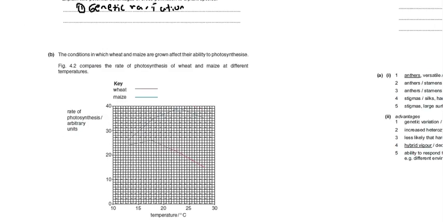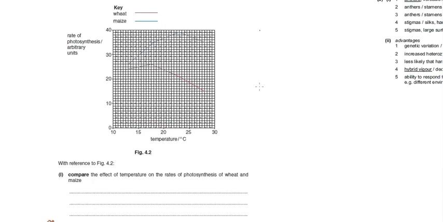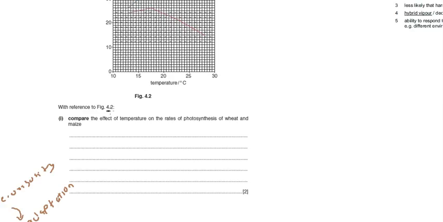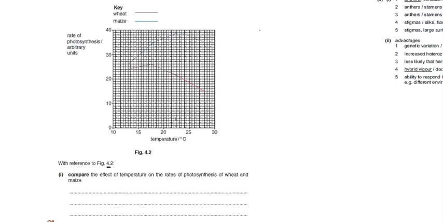We have our wheat and maize. The conditions in which wheat and maize are grown affect their ability to photosynthesize. Figure 4.2 compares the rate of photosynthesis of wheat and maize at different temperatures. With reference to figure 4.2, compare the effect of temperature on the rate of photosynthesis of wheat and maize. Now, this is a very simple question actually. You have your wheat, you have your maize. So you have your 2 marks.